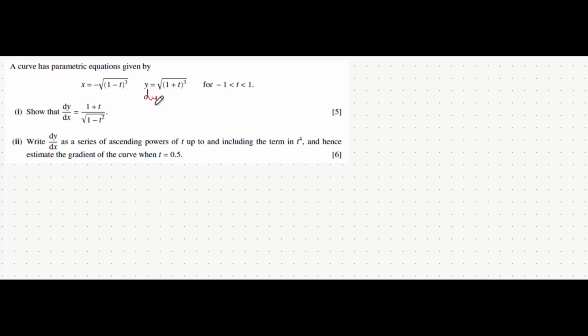What we're able to find is dy by dt by differentiating the right hand side with respect to t, and we're able to find dx by dt by differentiating the x equation with respect to t. So let's break those down first. First of all, we're going to put y in a format where it's easier to differentiate. So I'm going to write it as 1 plus t all to the power of 3 halves. The reason we're able to do that is because we have 1 plus t cubed inside of a square root. So that's essentially all being applied to a power of a half. 3 times a half is 3 over 2, which is why we can replace the power with 3 over 2.